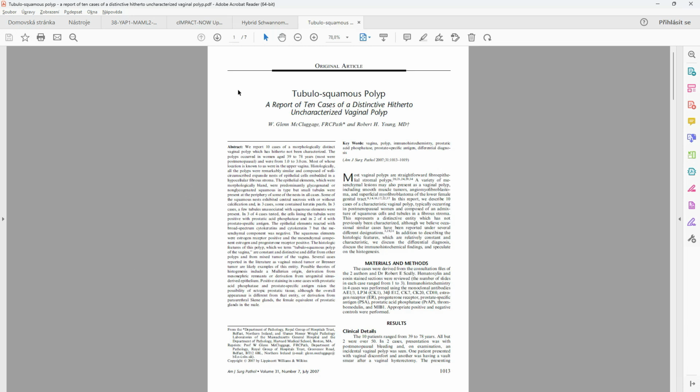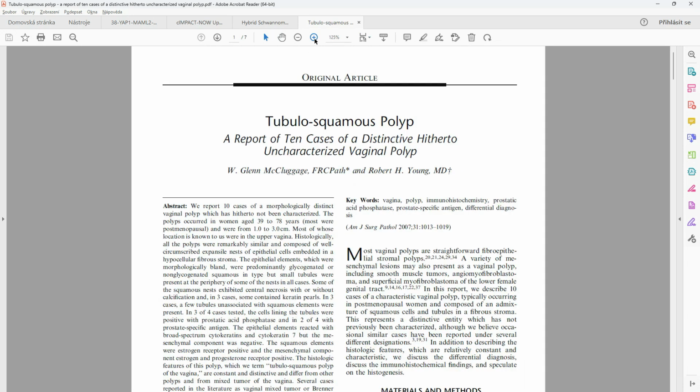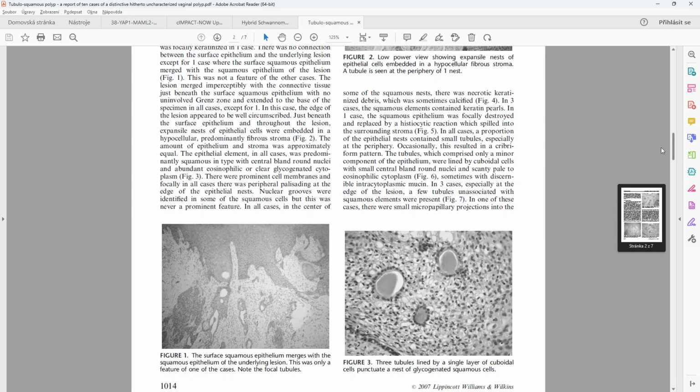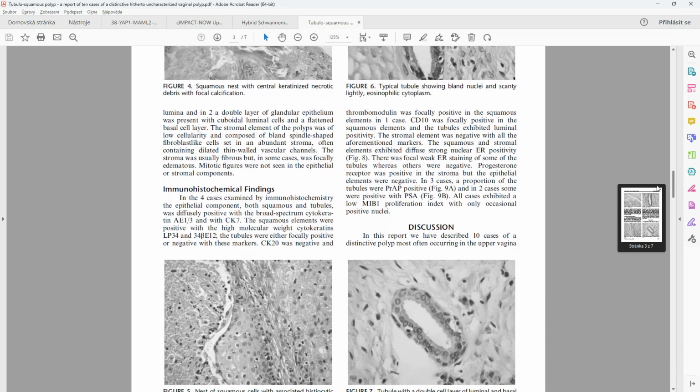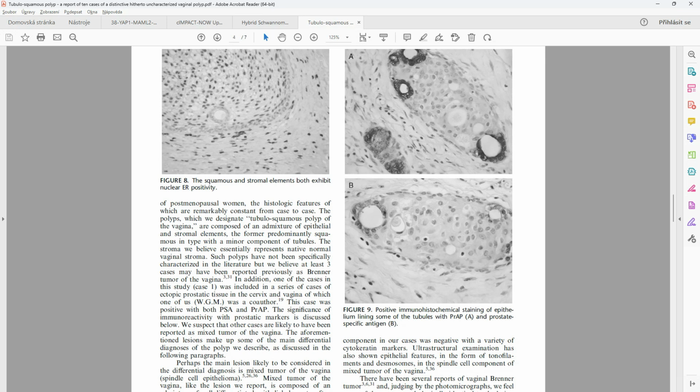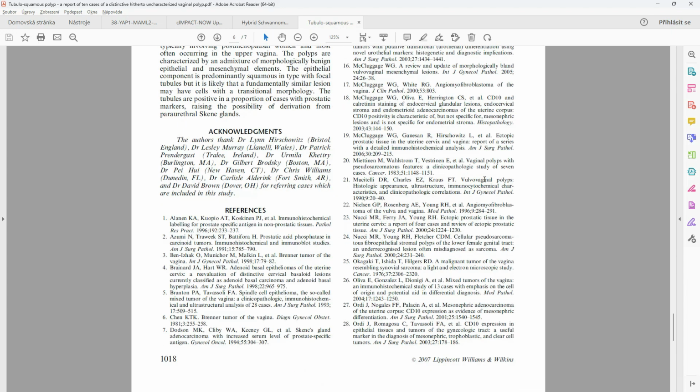This is the seminal paper, 17 years ago, tubulosquamous polyp. Just for your reference, it will be online if you want. There is not much to show because it seems the cases just look identical one to another. So I think here you can see the admixture of the glands with squamous epithelium.